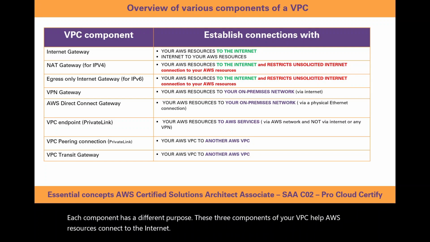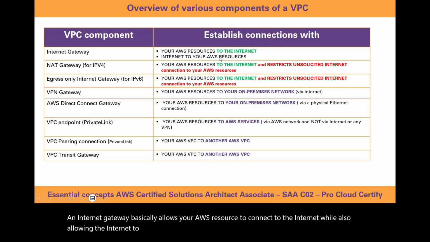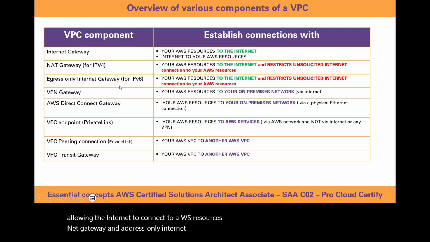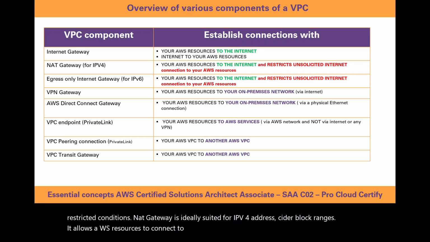An internet gateway basically allows your AWS resource to connect to the internet while also allowing the internet to connect to your AWS resources. NAT Gateway and Egress only Internet Gateway also allow connectivity to the internet but with restricted conditions. NAT Gateway is ideally suited for IPv4 address CIDR block ranges. It allows your AWS resources to connect to the internet. However, it restricts any unsolicited internet connection to your AWS resources.